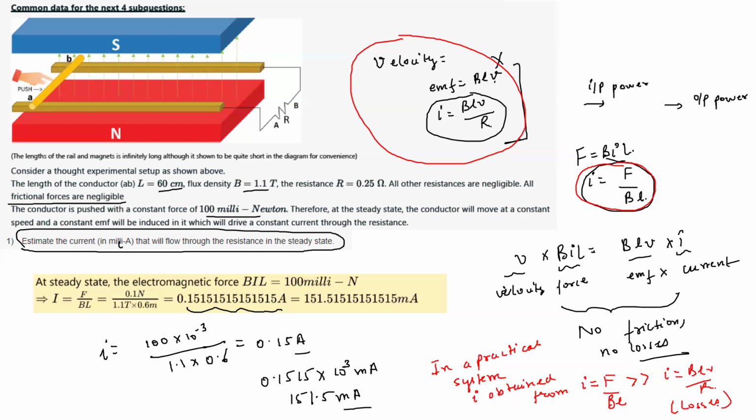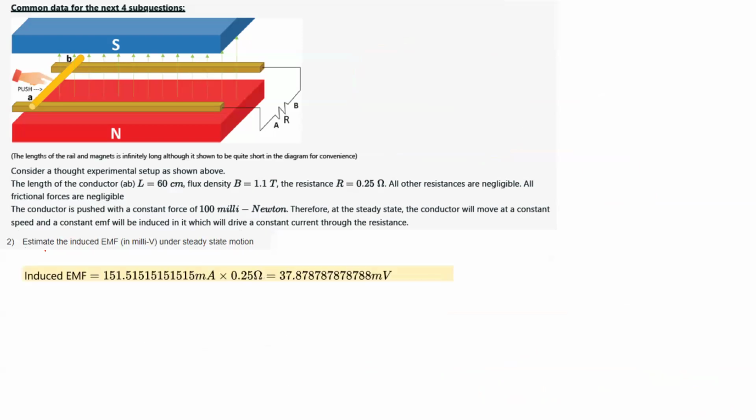Now we will move to the next question. In the next question, we have to estimate the induced EMF. So how will we estimate the induced EMF? We know that induced EMF would have been BLV. But velocity information is still not given to us. So what we will do is EMF is equal to I into R.